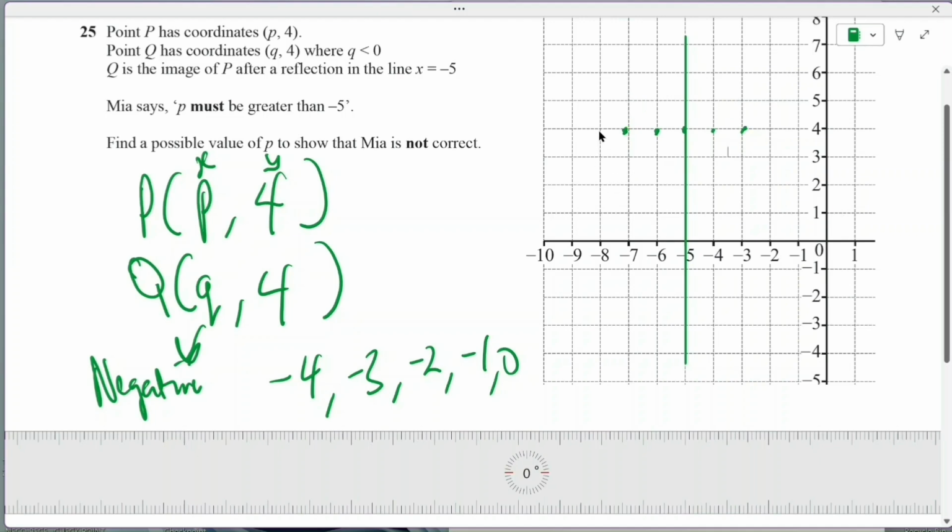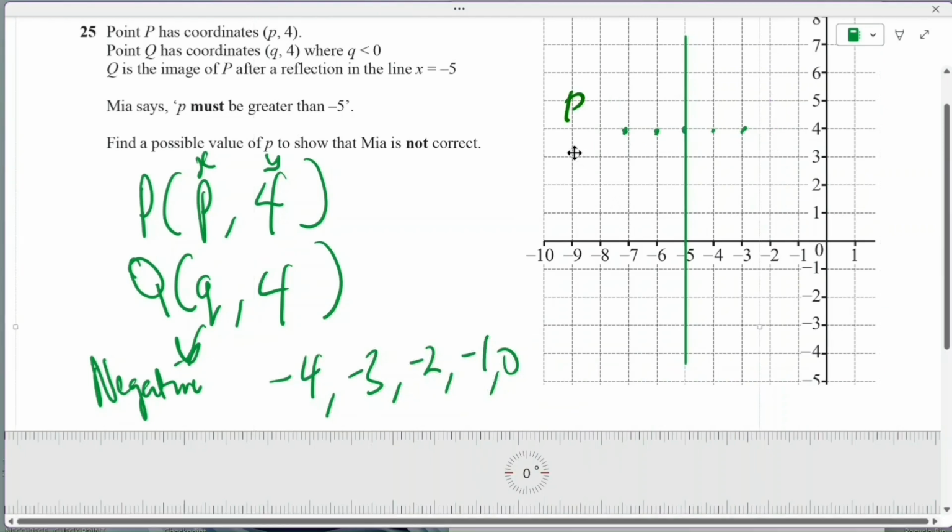Note, P can also be at minus 8, and if it has minus 8, which is 2 lines away from the line of reflection, Q can also be here. This still meets the requirement of Q, where it says the x-coordinate of point Q, which is small letter q, should be negative, less than 0. So if P is at minus 8, Q can reflect on your right at minus 2, which is still negative.